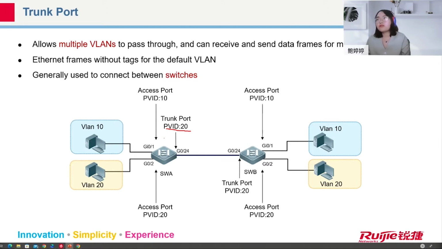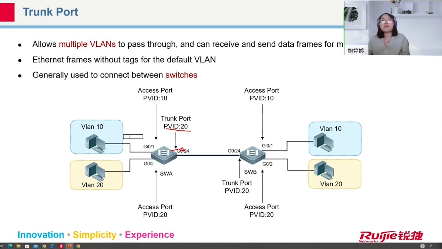About the trunk port, what is the function of the PVID? When I send a message out, I will compare with my PVID. If the PVID is different, I will let the message carry the VLAN tag and send it out. But if the PVID is the same, I will delete the tag and then send the message out. So this is the function of the PVID. And the trunk port can allow multiple VLANs to pass through. Okay, so this is its function.